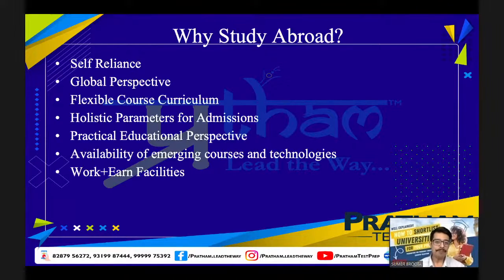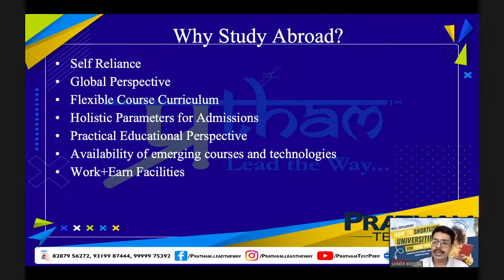So let's begin. The first and foremost aspect here is why should one actually think on the lines of going abroad to study at an undergraduate level or at a postgraduate level? Even after you do your postgrad and then you move forward in terms of doing a PhD or something, it's always a wonderful experience. The number one aspect for going abroad to study is self-reliance.